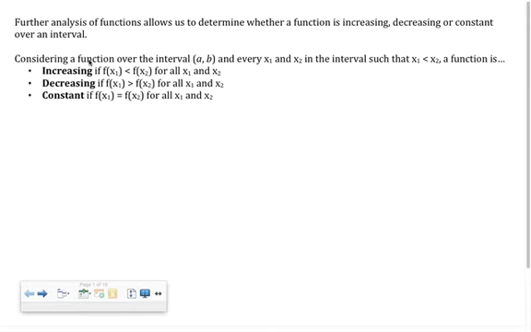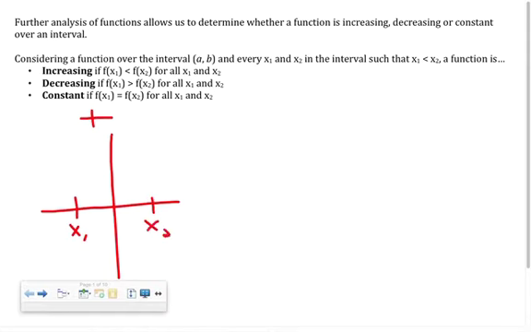If it's increasing, then I'd be looking at a graph where if this is x1 and this is x2, obviously x1 is less than x2, but if it is an increasing function over this interval, then I'm going to have things going up between those two x values.